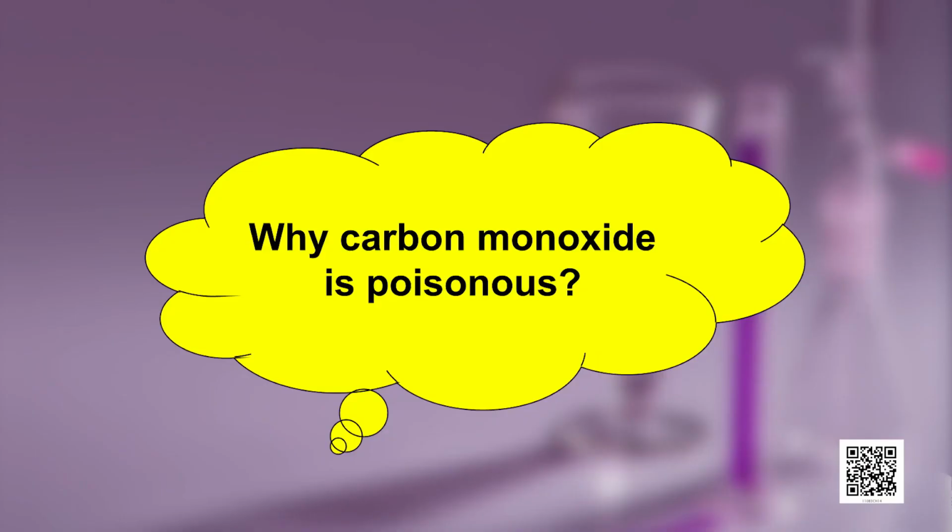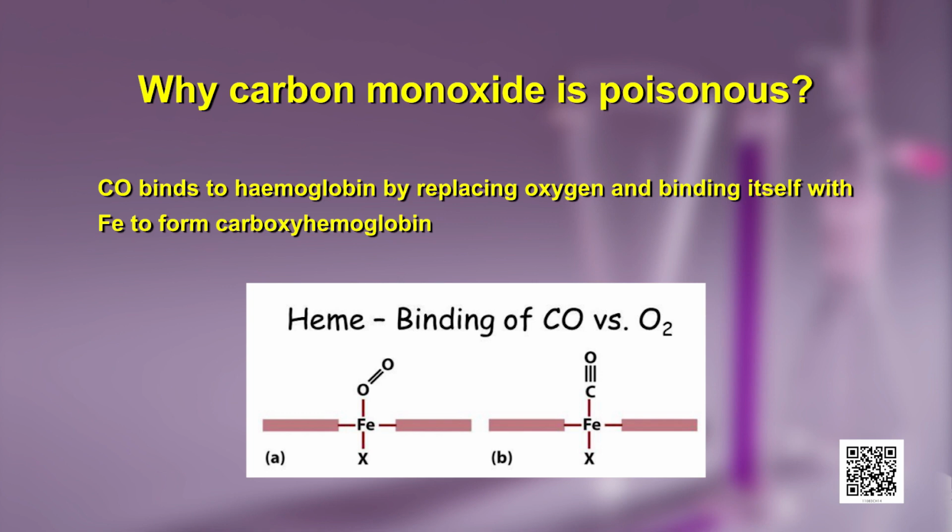The number of vehicles has been increasing over the years all over the world. Most of the vehicles are poorly maintained, resulting in the release of a greater amount of carbon monoxide, carbon dioxide and other polluting gases. Now let us understand why carbon monoxide is poisonous. CO binds to hemoglobin by replacing oxygen and binding itself with iron to form carboxyhemoglobin, which you can see on the screen.